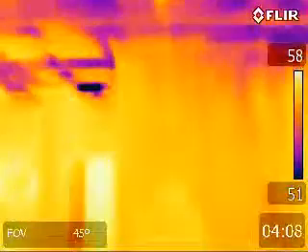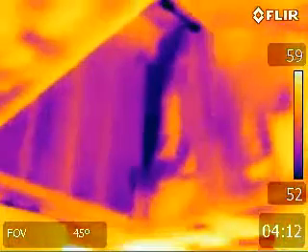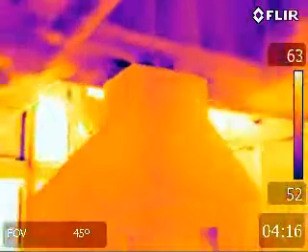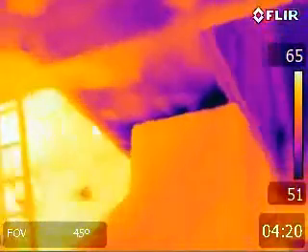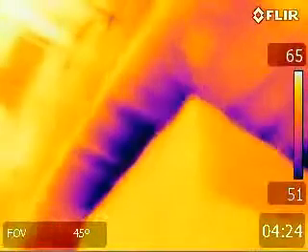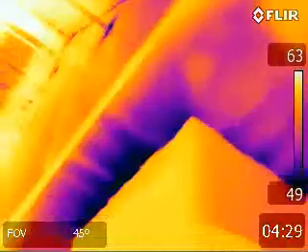The attic of this particular home is not ventilated properly as well, trapping warm, moist air into the attic, creating some mold issues. There we see some air infiltration around this chimney of the fireplace there.